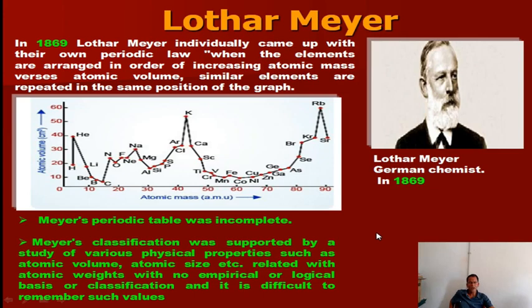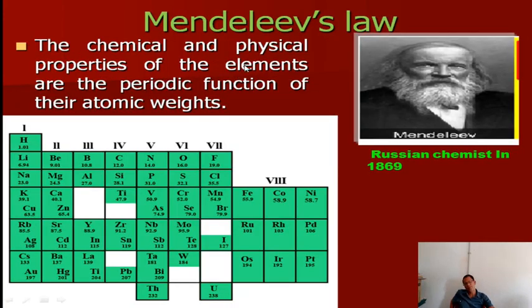Next attempt was taken by Mendeleev. Mendeleev's table was somewhat accepted by modern scientists because many elements were selected and were fitted in his table. What is the periodic law of Mendeleev? The law states that chemical and physical properties of elements are the periodic function of their atomic weight. That means the properties of elements change with respect to atomic weight. By changing the atomic weight, the property changes. The physical property and chemical property are the periodic function of their atomic weight.